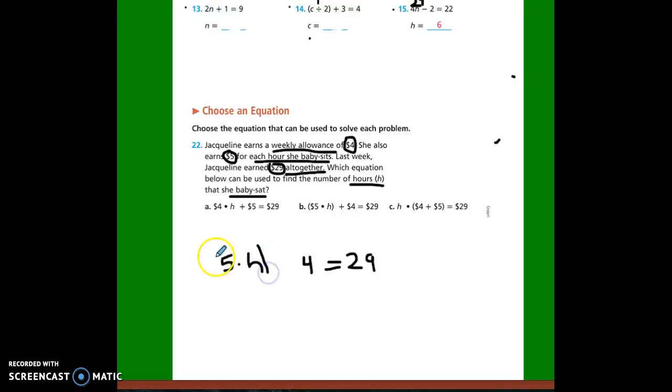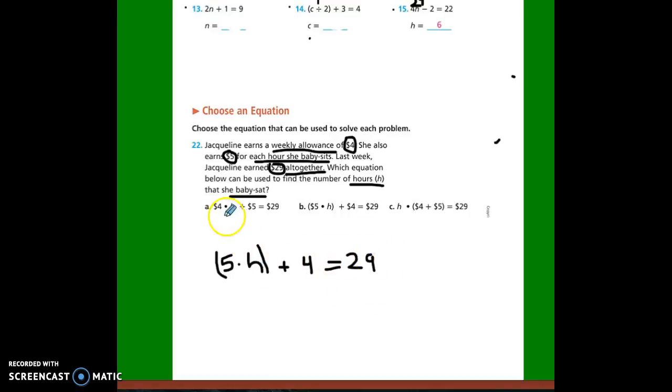Now the question is, what do I want to do with this 4? And I know that I want to add it because, again, she just got the $4. It's not based on hours or anything like that. And that should equal the total amount of money that she earned. So $5 for each hour she babysat, and we don't know how many hours, plus the $4 of allowance equals the $29 that she earned altogether.